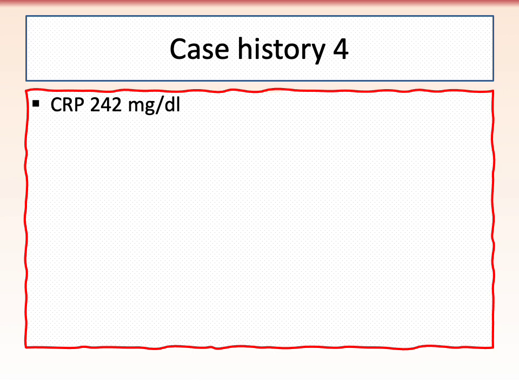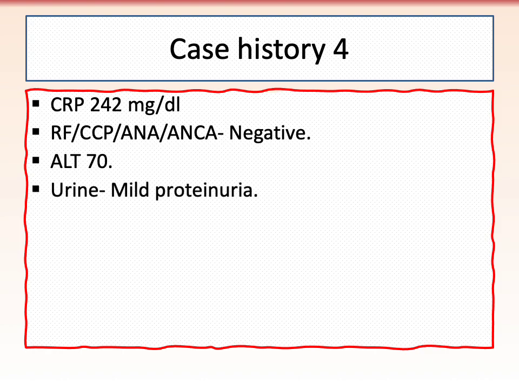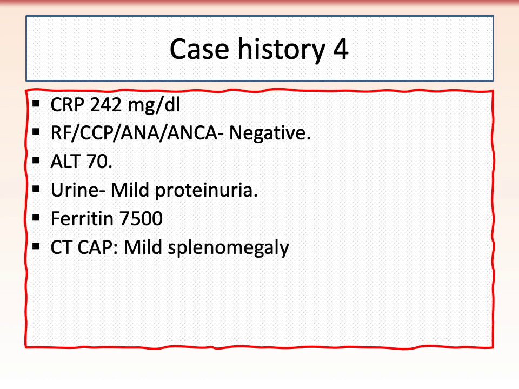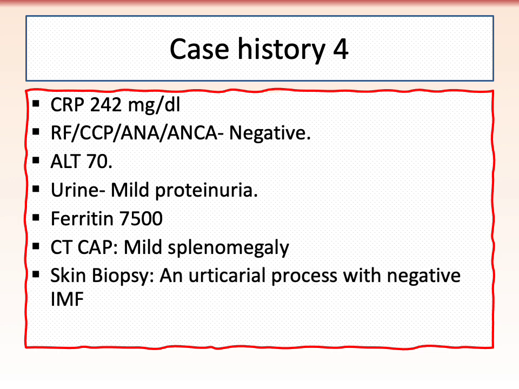CRP was elevated. Rheumatoid factor, CCP antibodies, ANA, ANCA were negative. ALT was slightly elevated. Urine showing mild proteinuria. Ferritin was grossly elevated at 7,500. CT scan revealed mild splenomegaly. Skin biopsy revealed an urticarial process with negative IMF. Genetic testing were negative.